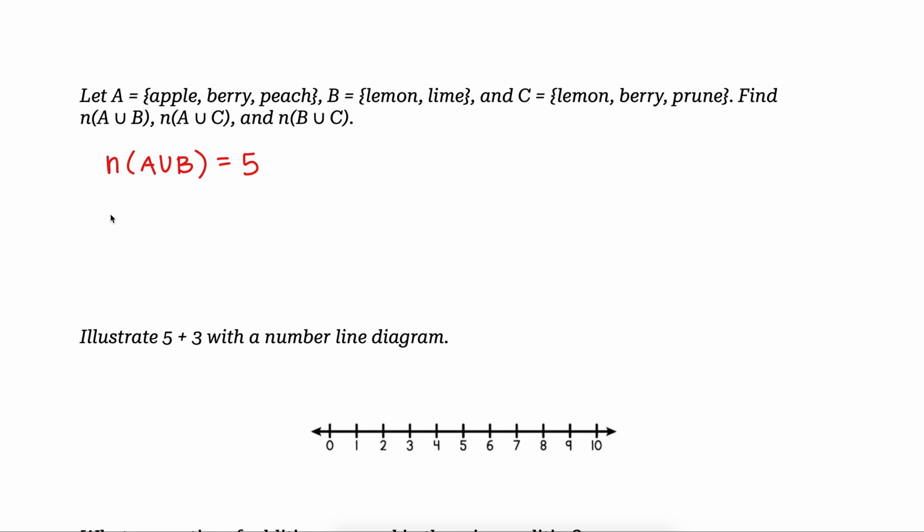Second one is the number of elements in A union with C. So A is apple, berry, peach. C is lemon, berry, prune. Since berry is in both, we're not going to count it twice. So the union of A and C is just going to be apple, berry, peach, lemon, and prune. So once again, 5 elements. And then our last one, the number of elements in B union C. In this case, lemon is repeated in both sets, so we only count it once. So the union of B and C is going to contain lemon, lime, berry, and prune, so 4 elements.